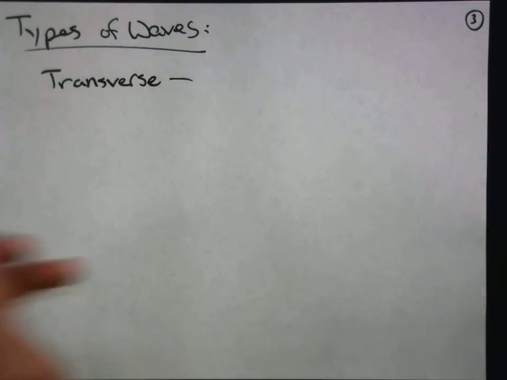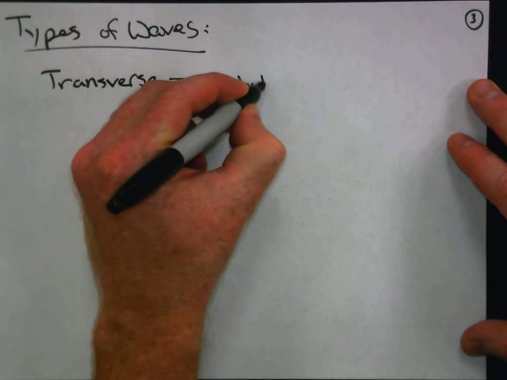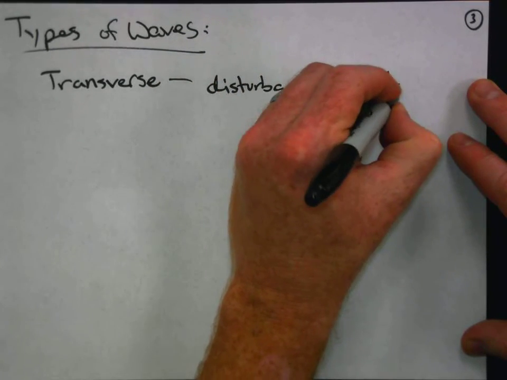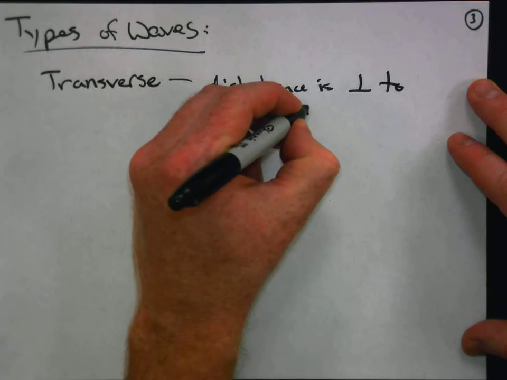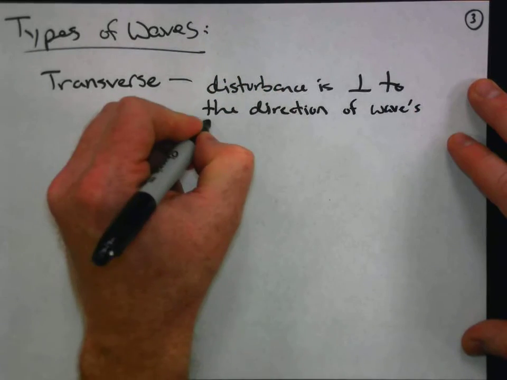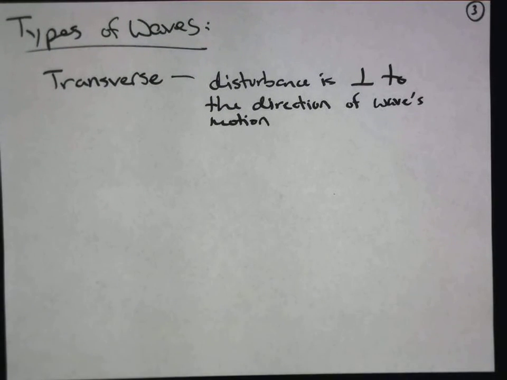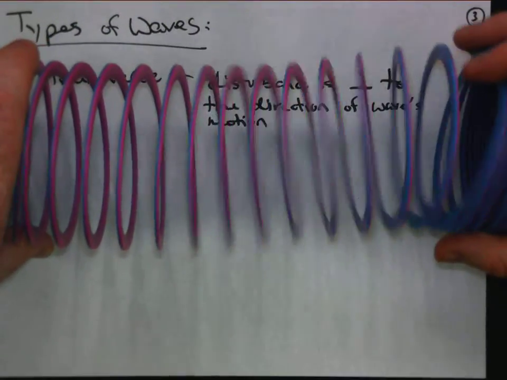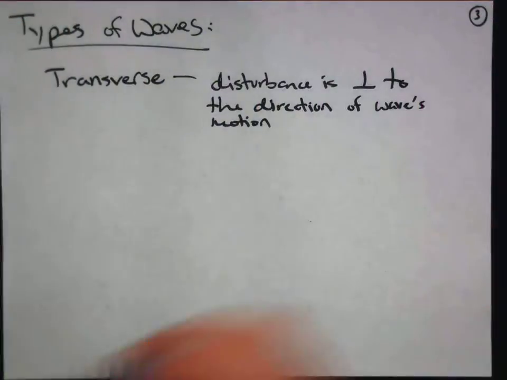And it's a real simple definition. A transverse wave: the disturbance is perpendicular to the direction of the wave, or the wave's motion. So a wave is moving, the energy is moving somewhere. And what we see here is a bunch of perpendicular disturbances, right? And we can model this in class much better than this tiny space here.